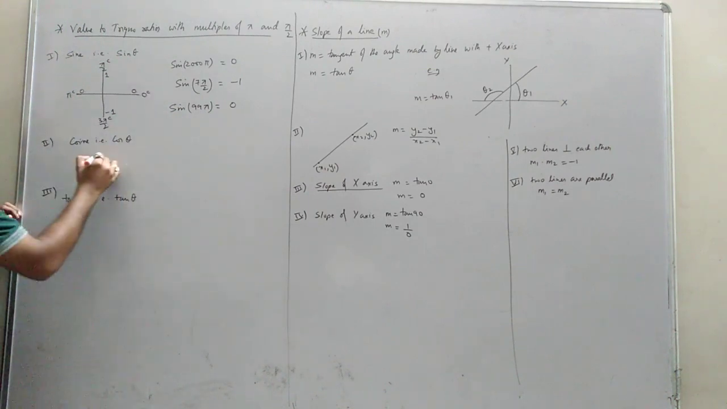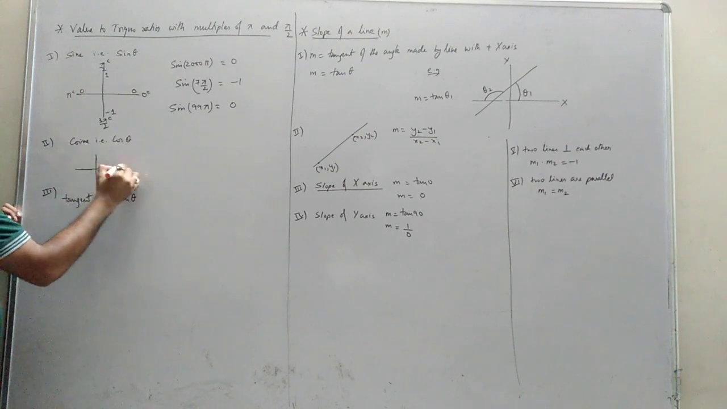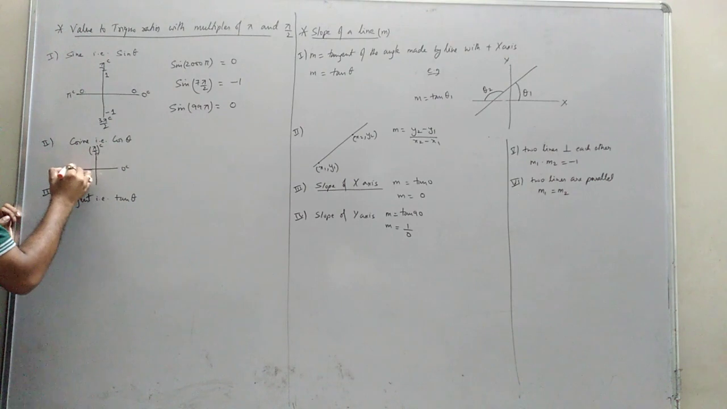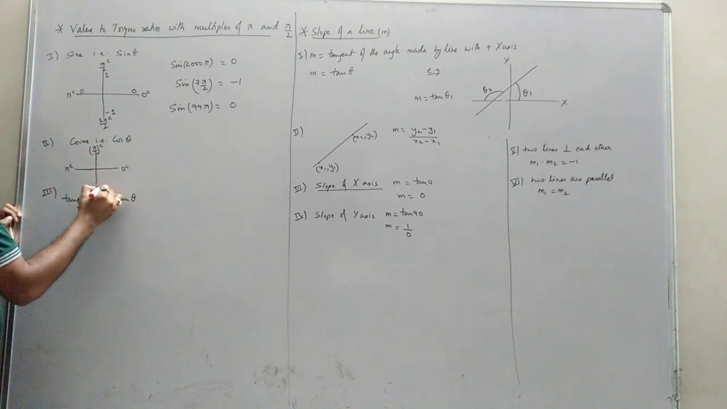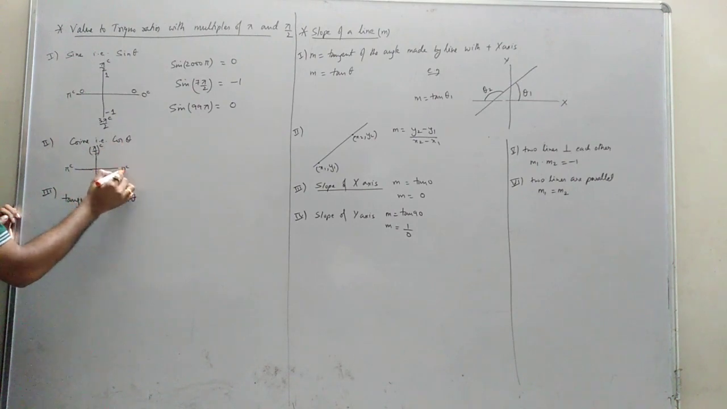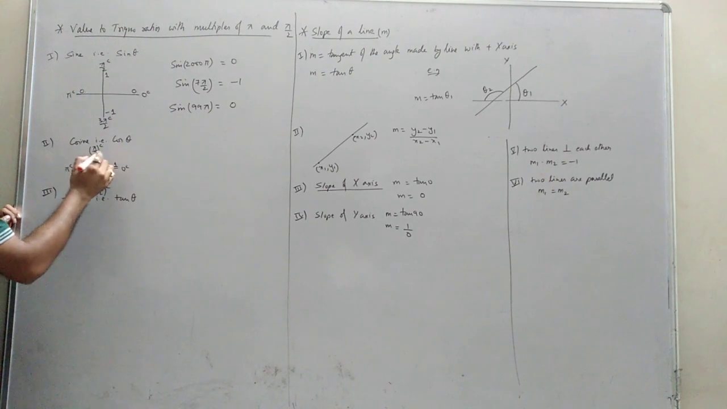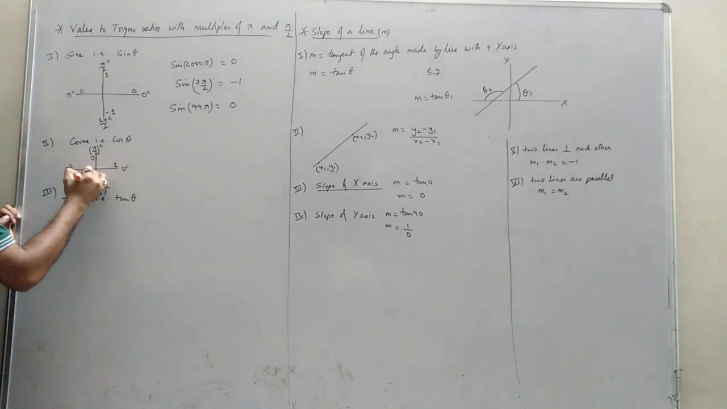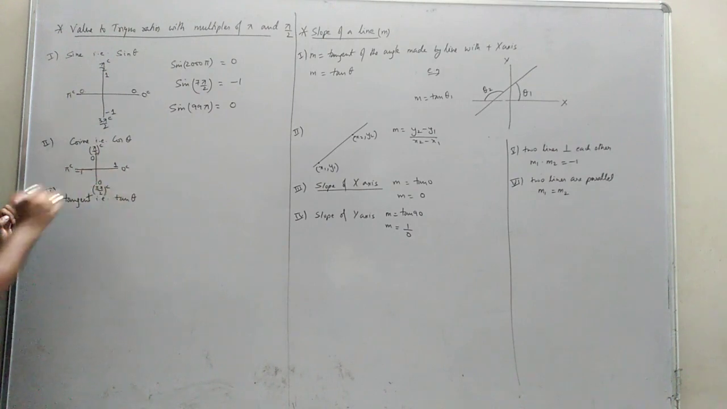Okay, same goes for cos also. X-axis, Y-axis. Here we have 0 radian, here we have pi by 2 radian, here we have pi radian, here we have 3 pi by 2 radian. So cos theta, theta is 0. Cos 0 is 1, write down, which you know. Cos 90 is 0, write down. Now, opposite to 1, put a minus 1. Opposite to 0, put a 0.